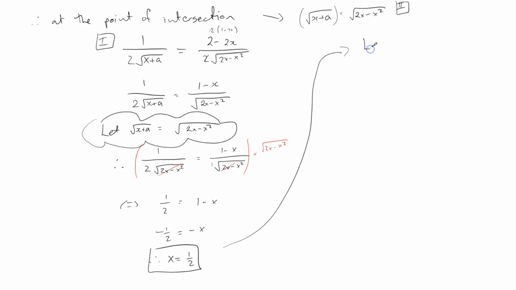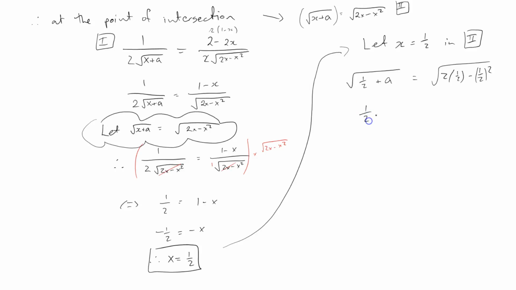So I'm going to say let x equal 1/2 in equation 2. That is going to let me solve for a. So what have I got now? I've got the square root of 1/2 plus a, and that's equal to the square root of 2 multiplied by 1/2 minus 1/2 squared. Well, if the square root of something equals the square root of something else, then what we're square rooting must be equal, so I can just get rid of those.